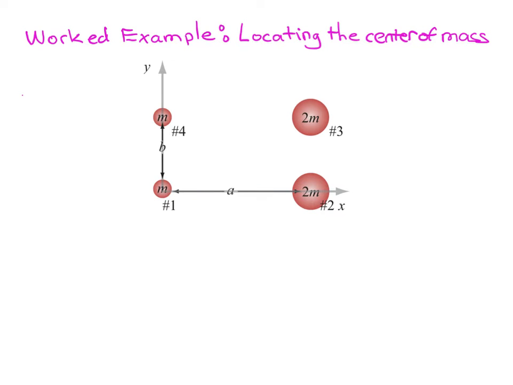Hello. In this brief worked example, I'm going to show you how to locate the center of mass of two different collections of masses. We'll start off with this collection of 4 point masses located on the corners of a rectangle, where the rectangle has a height b and a width a. Let's find the center of mass.